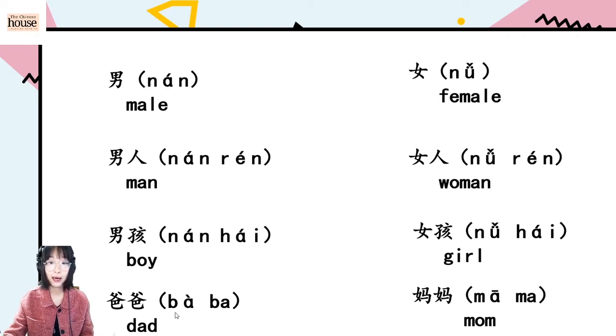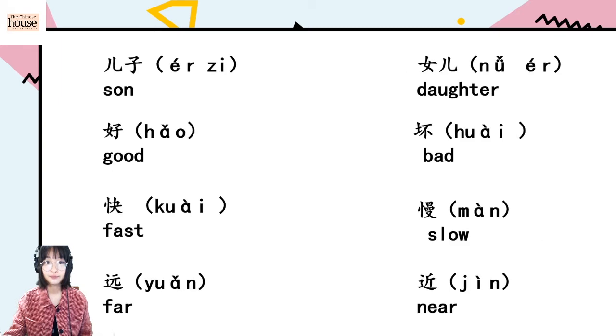Dad is 爸爸. Mom, 妈妈. And son, 儿子. Daughter, 女儿. Here the 儿 means children. And good, 好, 你好.